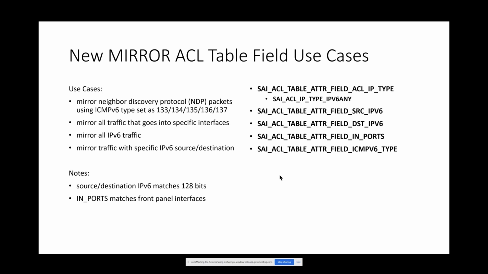One thing to notice is that we want the source and destination IPv6 to be a 128-bit exact match. And for the in-ports, according to the SAI spec, we want it to match the front panel interfaces, no matter if the interface is part of a port channel or part of a VLAN. So the in-ports are only going to be front panel interfaces, and if the packet goes into these front panel ports, it will be a match.